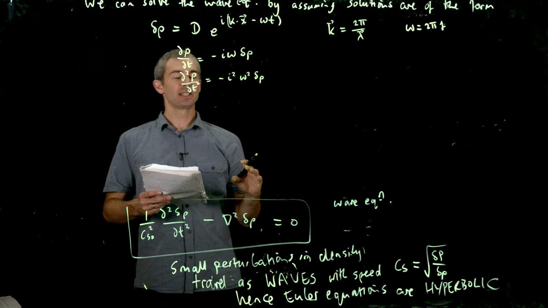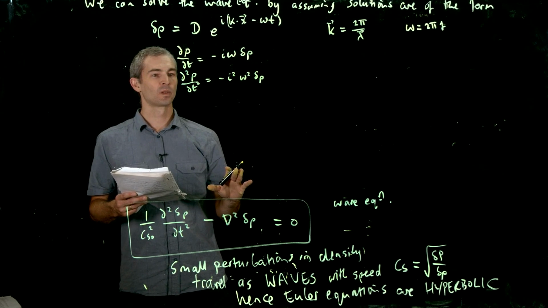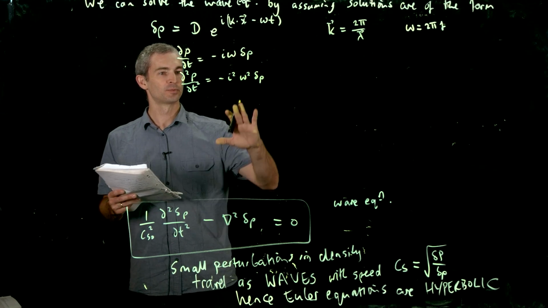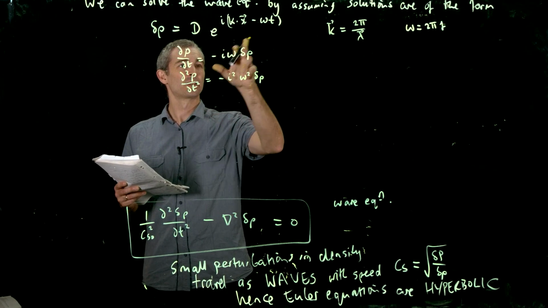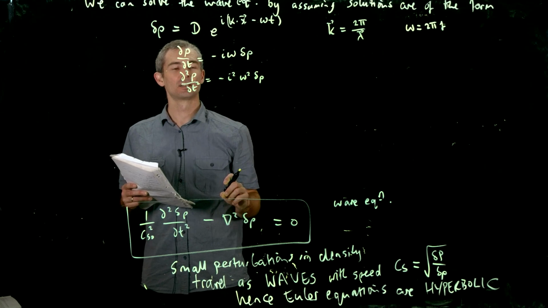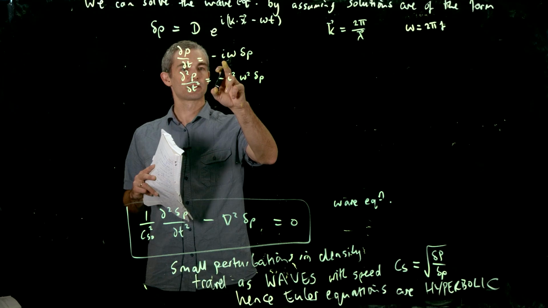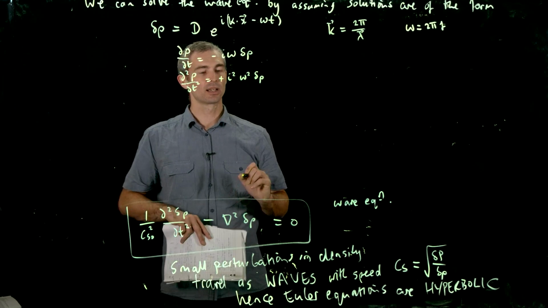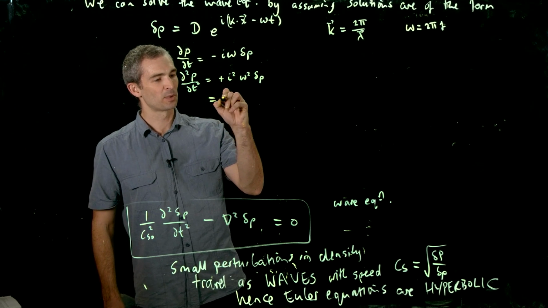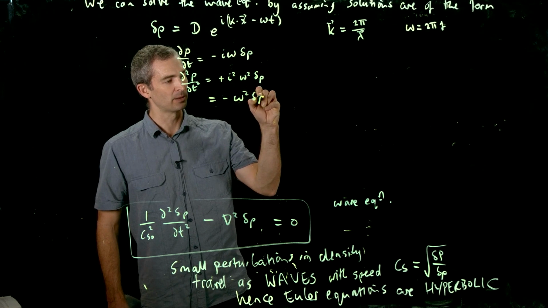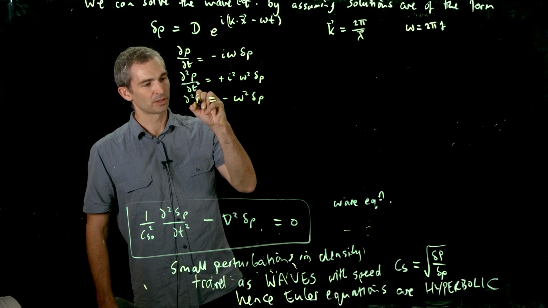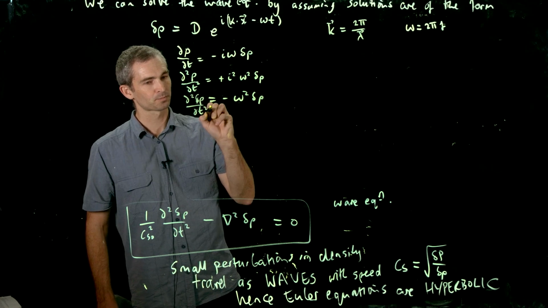I've dropped a sign here. What have I done? It gives us a minus i omega delta rho, and d squared gives us a plus, sorry, i squared omega squared delta rho, which gives me a minus omega squared delta rho. So d squared delta rho dt squared equals minus omega squared delta rho.